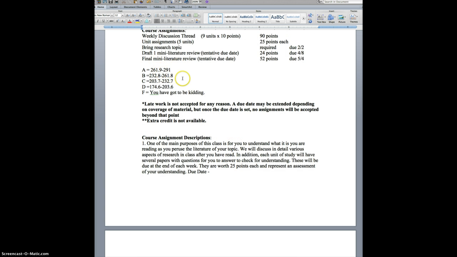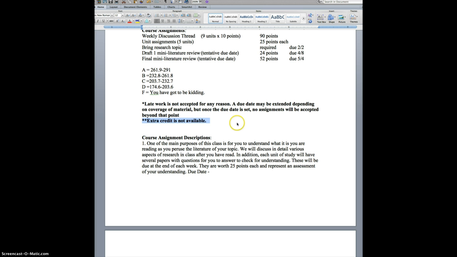Here's the scale for the grades. Late work is not accepted for any reason. If it's due at midnight on February 3rd, that's when it's due. There are no extensions. If we have to move a date because we're not covering material, that's one thing, but once that assignment date is set, that's it. This is also another important caveat: there is no extra credit available.